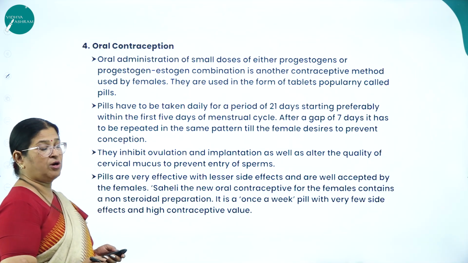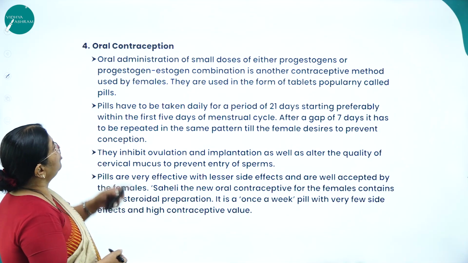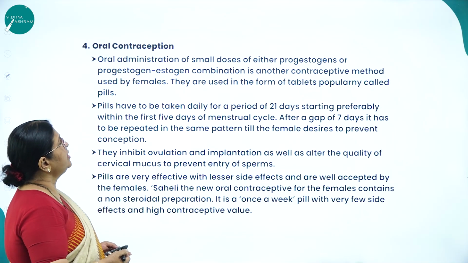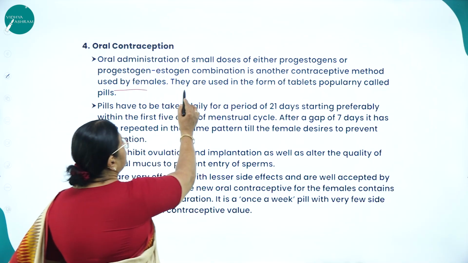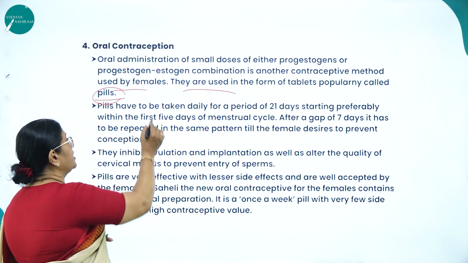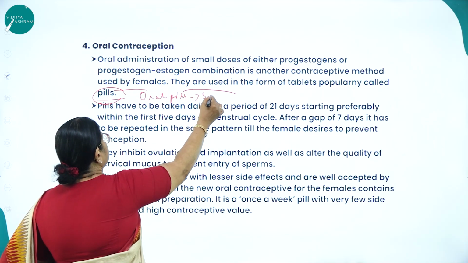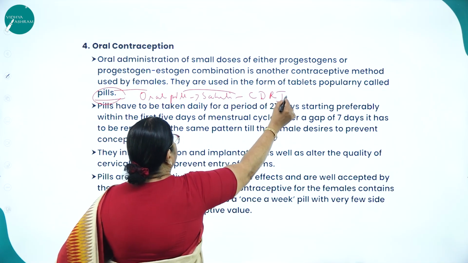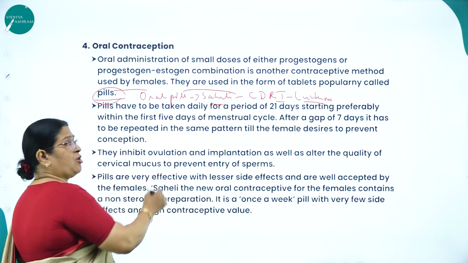Moving on to oral contraception. As I already said, this is also a temporary method where oral administration of small doses of either progestogens or a progestogen-estrogen combination is another contraceptive method used by females. They are used in the form of tablets, commonly called as what? Oral pills. And I think the most commonly used is Saheli, which was developed by CDRI, Central Drug Research Institute, Lucknow. So this is a very common oral pill.